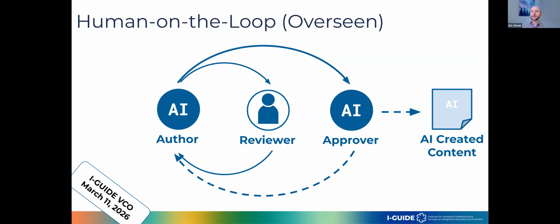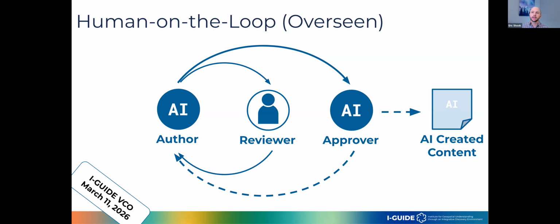We also can do something slightly different, which is called human on the loop. Here, what we're doing is using the human as usually an additional reviewer that watches and oversees the process of improvement. The difference here is that AI is both authoring the material as well as approving when it's done.